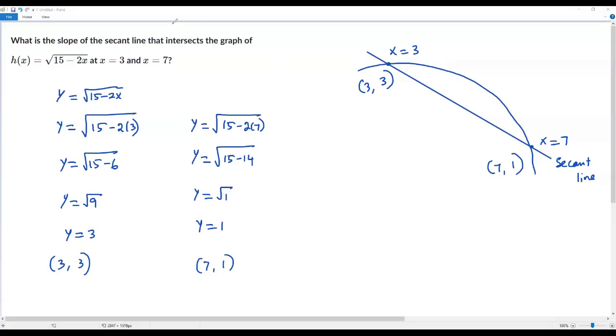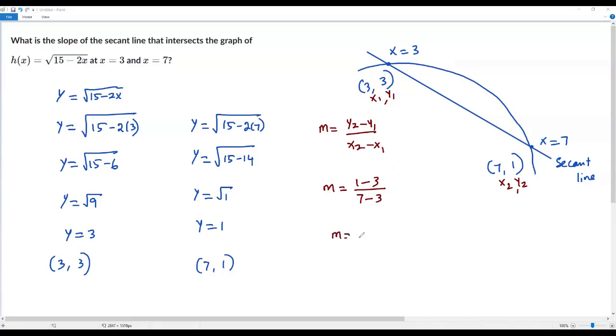Now I can use a formula: when I know the 2 points of a line, there is a formula to get the slope, that is m equals y2 minus y1 over x2 minus x1. I can take the first point (3, 3) as (x1, y1) and the second point (7, 1) as (x2, y2). Now to get the slope of the secant line, I have to plug the values into this formula. The value of y2 is 1, minus the value of y1, which is 3, divided by the value of x2, which is 7, minus the value of x1, which is 3. Let me plug in.